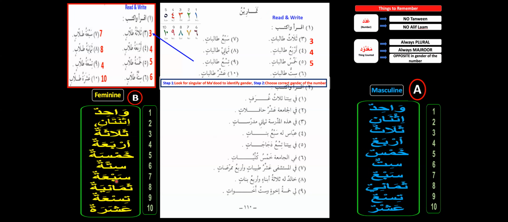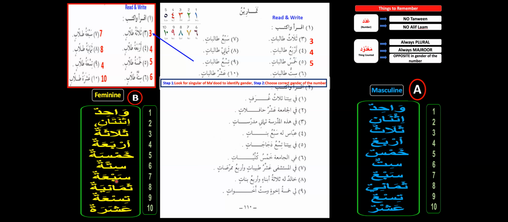So let's see that. Remember, before we move forward, our step one is that we look for the singular of the ma'dud to identify the gender of the number. Always look at the singular form of what you are counting.